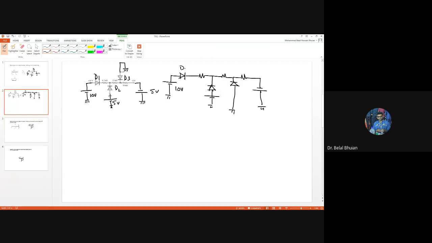So D1 and 8.2K, D2, 5 volt, 12K, D3, 10K, and 5 volt. Okay, so this is how I have redrawn it.